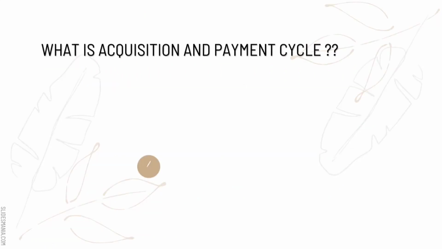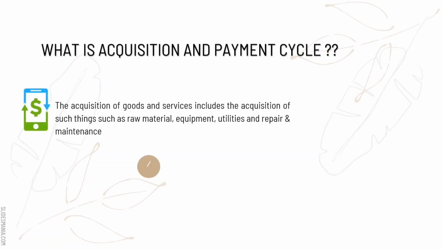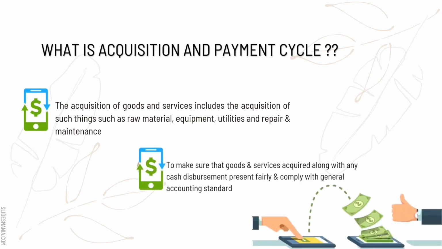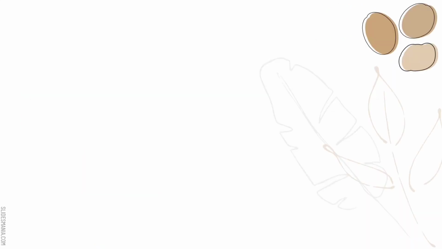What is the acquisition and payment cycle? The acquisition of goods and services includes the acquisition of such things as raw material, equipment, utilities, and repair and maintenance. In this topic, the main goal is to make sure that goods and services acquired, along with any cash disbursement, are presented fairly and comply with general accounting standards.